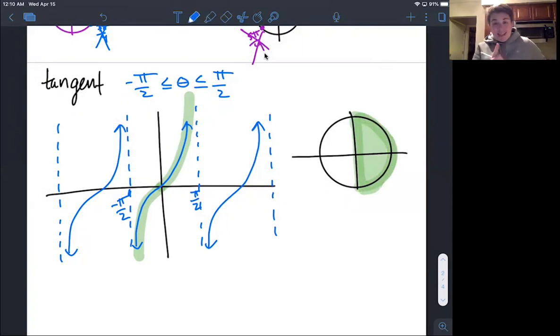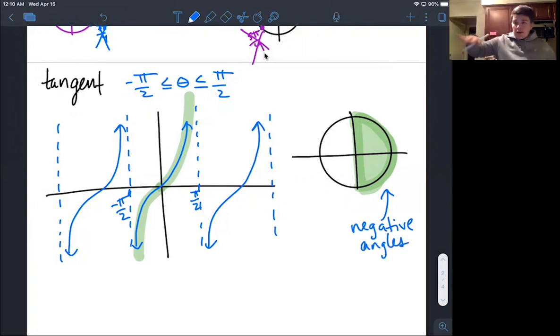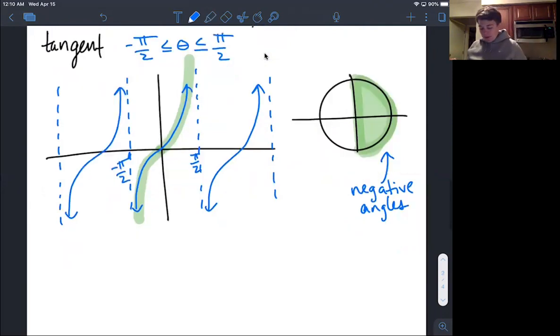So again, just like with sine, remember these down here in quadrant 4, those are negative angles. So that is super, super important. Those are not going all the way around. Those are negative angles, right? So be very careful with those. So here's the deal. Sine and tangent have the same principal values, negative pi over 2 to pi over 2, and then cosine has 0 to pi. Those are the principal values right there.